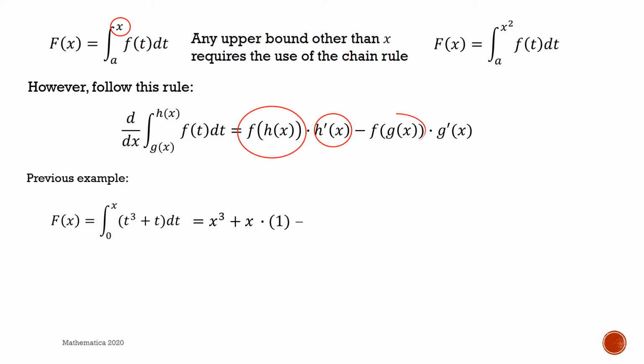Minus f of g of x, meaning I'm going to take my function g of x, in this case it's 0, and replace it into my function. I get 0. And then finally multiply by the derivative, and the derivative of 0 is simply 0. What do I end up with? I simply end up with x cubed plus x. So this formula not only works for definite integrals whereby my upper bound is x, but normally we would replace the chain rule with this formula to evaluate when my upper limits are values or variables other than x.